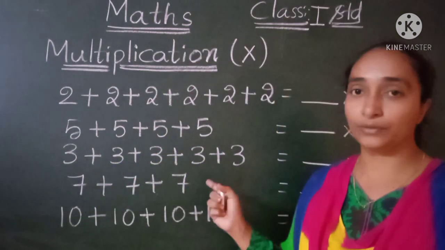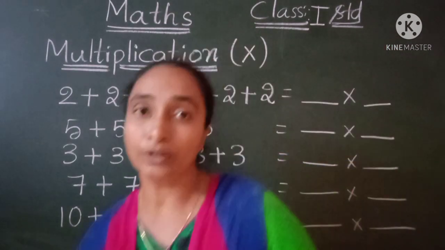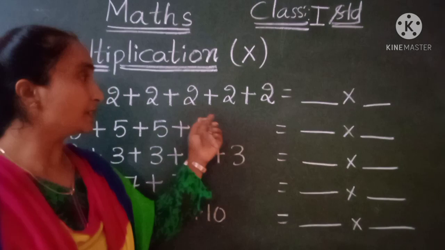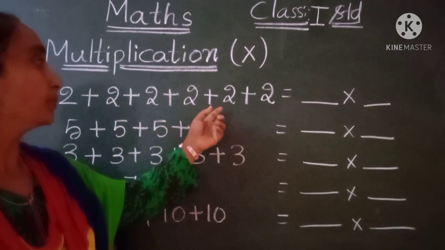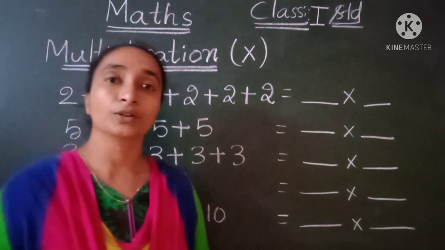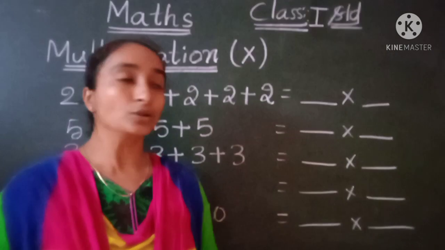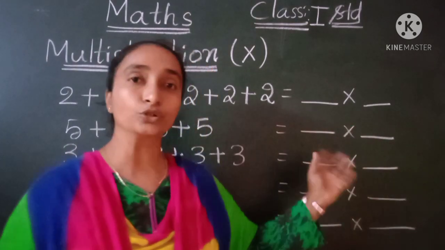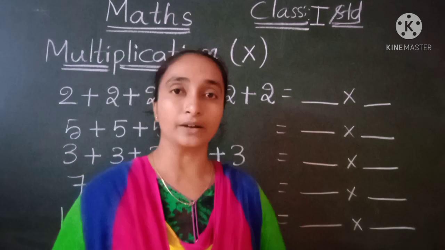So in our textbook here we can see 2 plus 2 plus 2. So let us see, children. If you see here, 2 plus 2 plus 2 plus 2 plus 2 plus 2. So all the 2s they have given. So how could we write here? The symbols they have given already and the 2 blanks they have given. So what do we have to write now? The 2 numbers we have to write here.